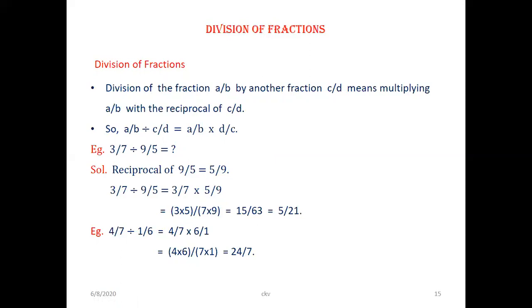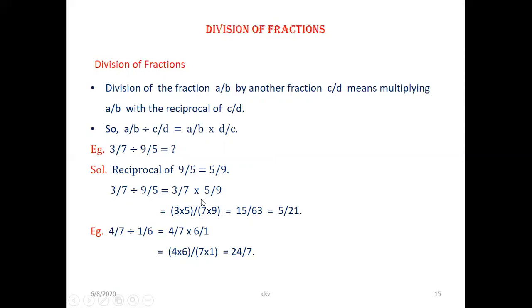Now this is division of two fractions. So now you are dividing 3 by 7 by 9 by 5. So now you have to write the reciprocal of this 9 by 5. Just now I explained to you, the reciprocal of 9 by 5 means you just reverse it: 5 by 9. Now 3 by 7 you keep as it is. Instead of dividing by 9 by 5, you take the reciprocal of 9 by 5, which is 5 by 9.